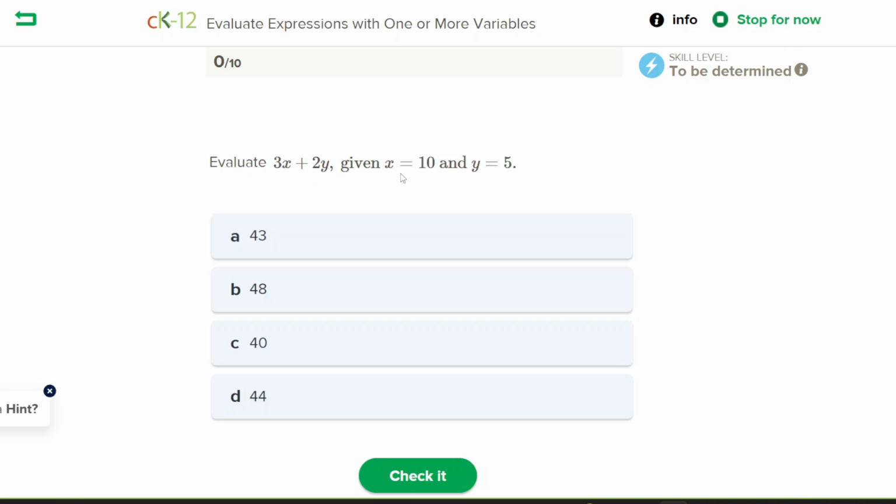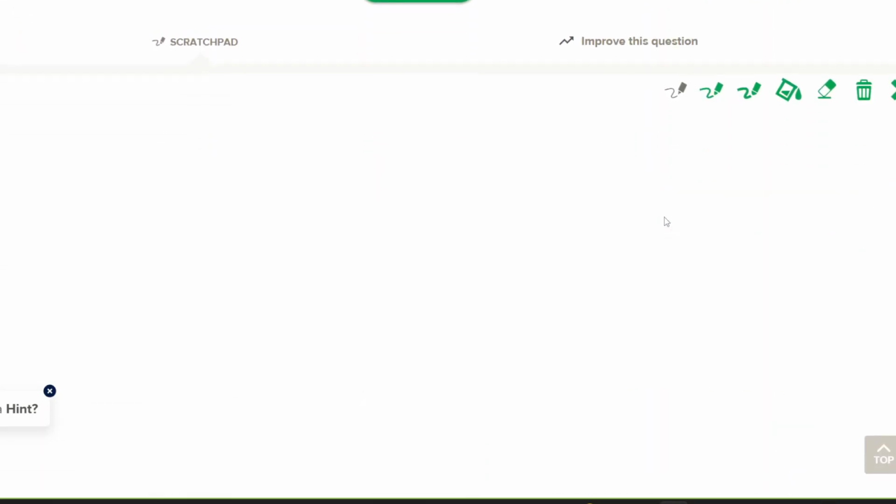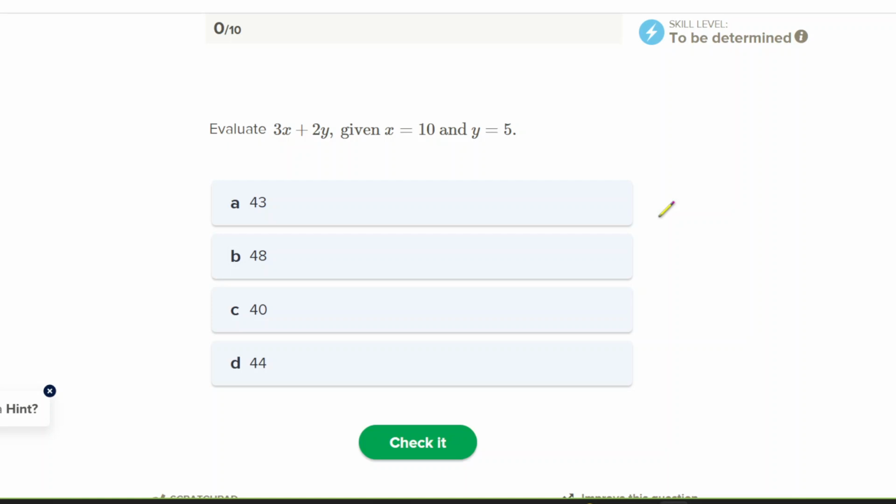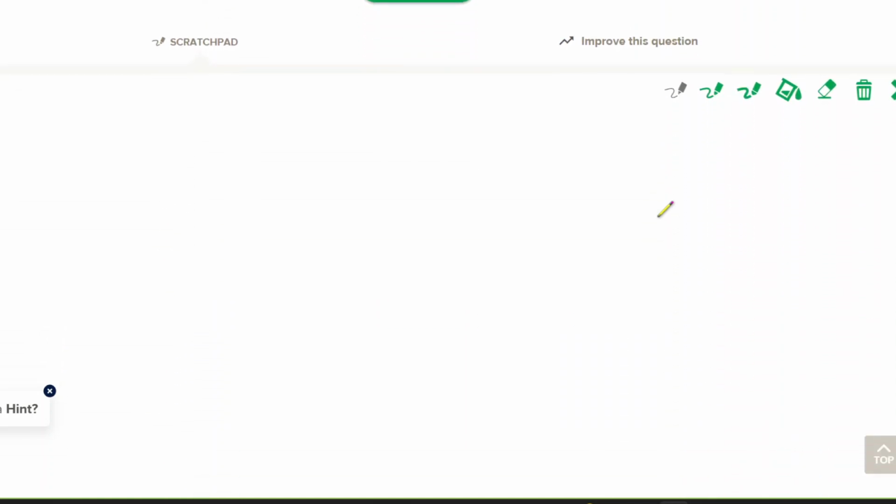All right, so here we're asked to evaluate the expression 3 times x plus 2 times y, given that x is equivalent to the number 10 and y is equal to 5. So I'm going to go down here to the scratch pad. We can do the expression 3x plus 2y.